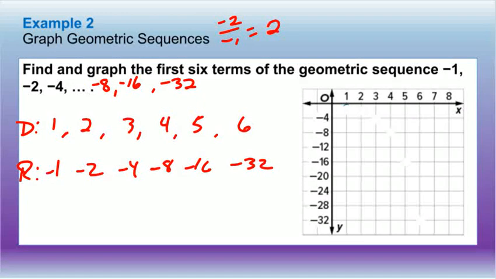So 1, -1 would be here. 2, -2 would be roughly here. 3, -4. 4, -8. 5, -16. And 6, -32. I do not draw a line because this is a sequence. There's no numbers in between as part of the sequence.